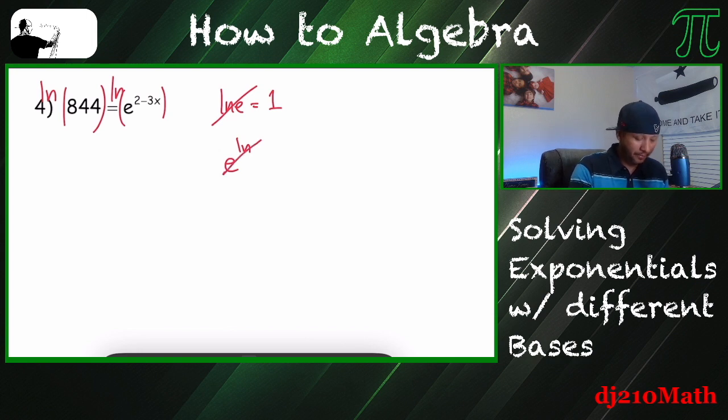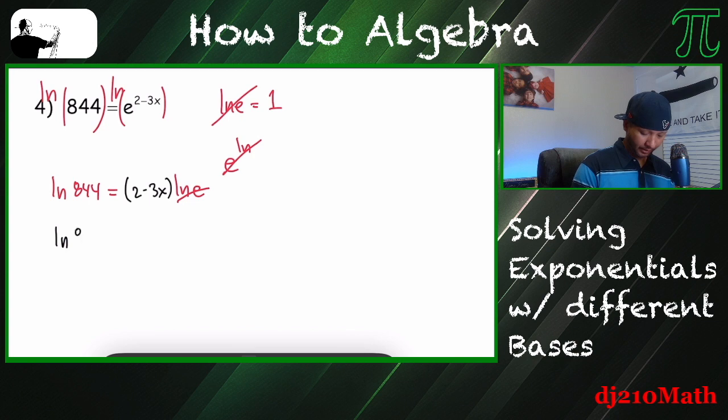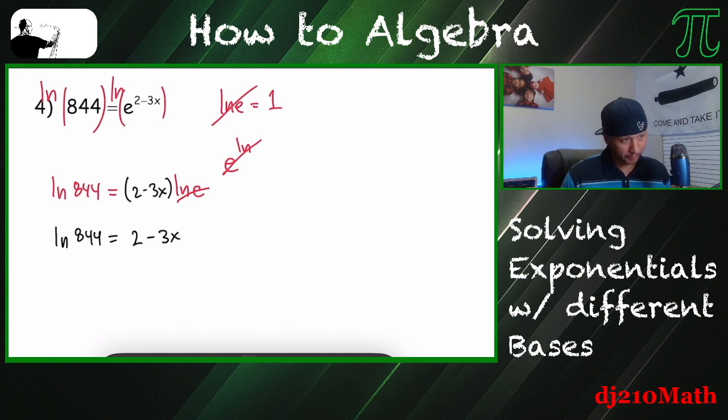So the case that we have, natural log 844, this is equal to, I'm going to bring down the power, 2 minus 3x times ln e. So notice ln e, that's going to cancel. It's just 1 right there. They undo each other. So we have ln 844 equal to 2 minus 3x. I can lose the parentheses at this point.